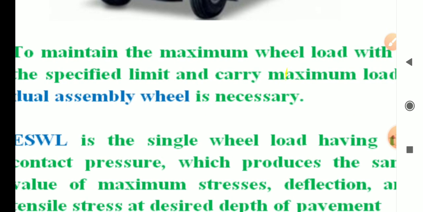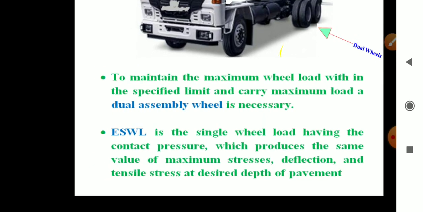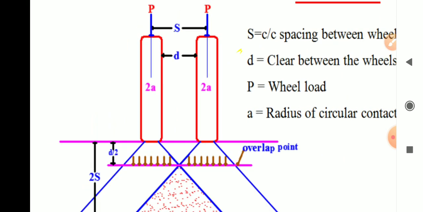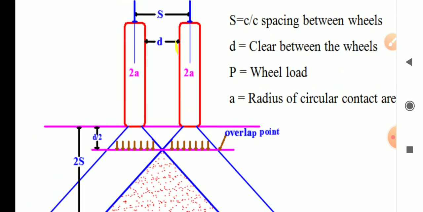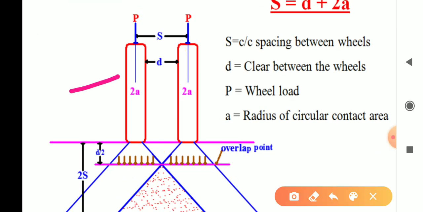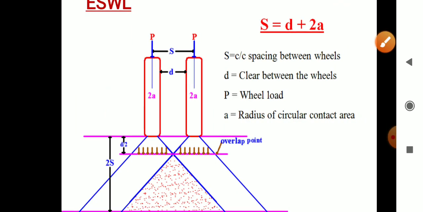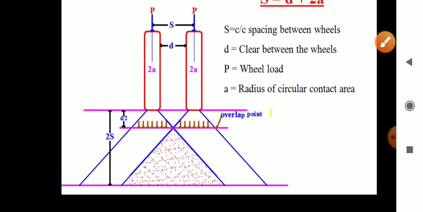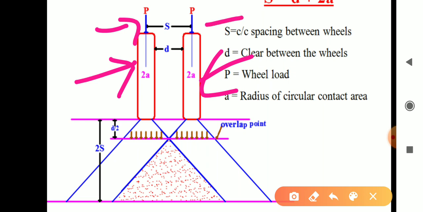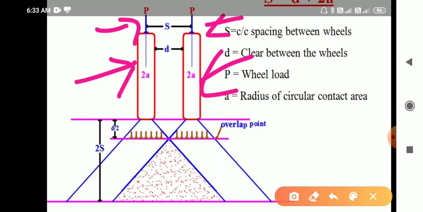So next, definition of ESWL. But before going to the definition, I will explain something. Two wheels will be required, that means dual wheel. This one is the first wheel and this one is the second wheel. Correspondingly, this is the first wheel load and the second wheel load, that means P.